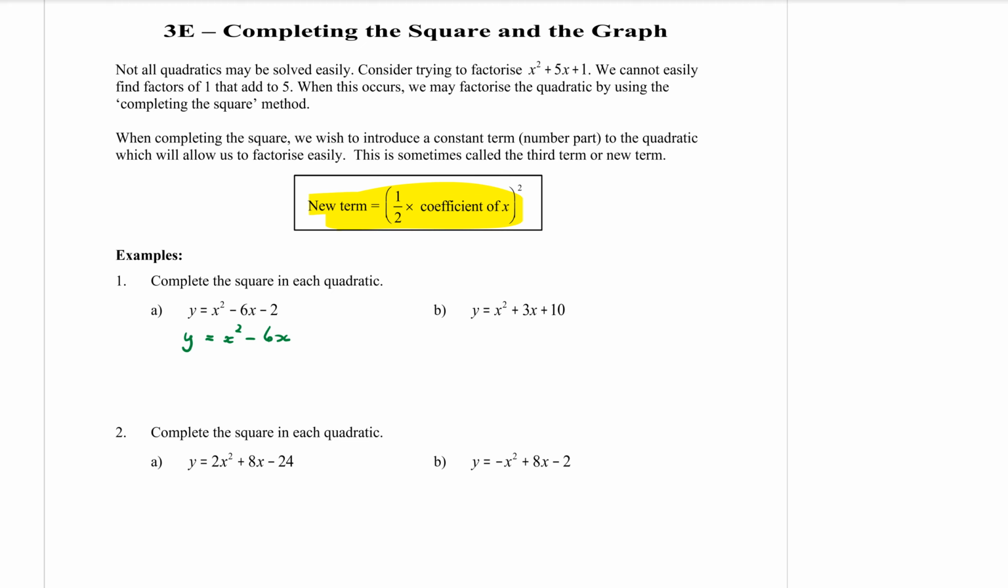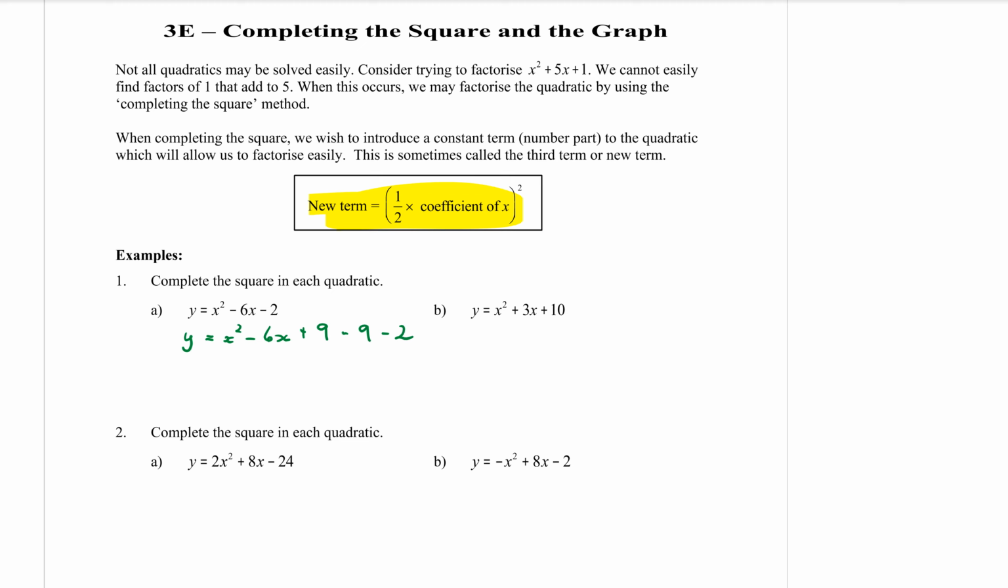So half of minus 6 is minus 3, squared. I want to plus 9. Now, because this all has to be done on the right-hand side of the equation, I have to immediately balance that out again by subtracting 9 back off. I also have a minus 2 that was in my original equation up there that still needs to follow through.